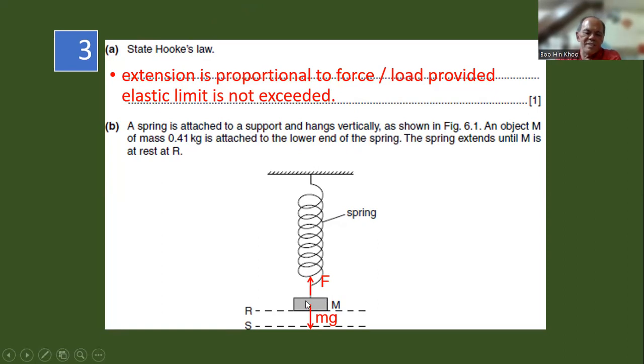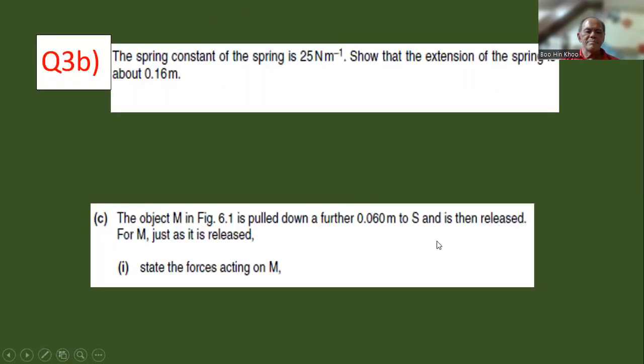What are the forces acting? The force of the spring, F, right? Pull it down, so the spring is pulling it up, and then the weight of the object M, that's the object. The spring constant of the spring is 25 Newton per meter. Show that the extension of the spring is 0.6 meter.